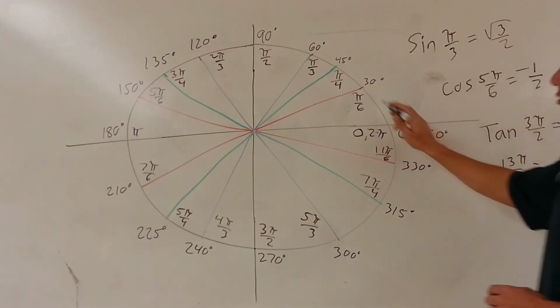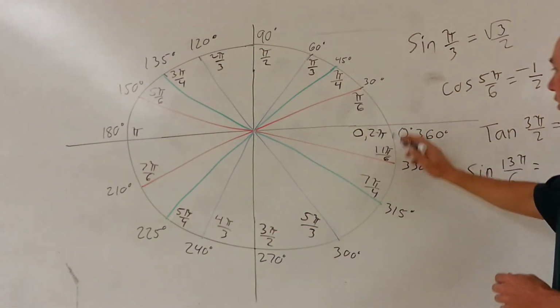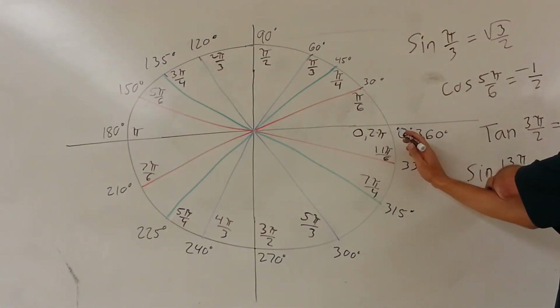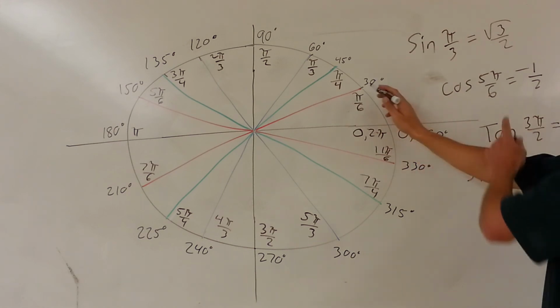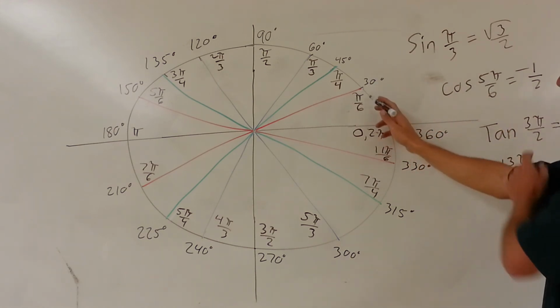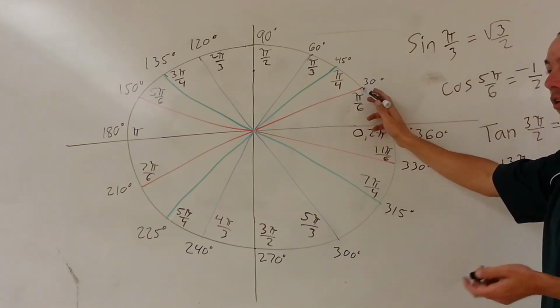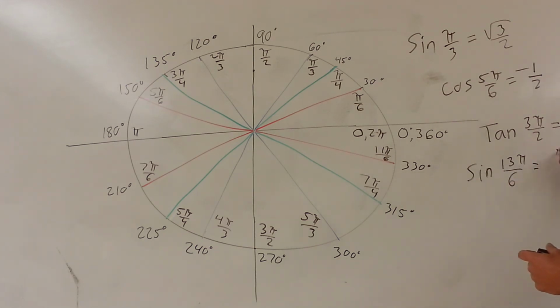So it means you're going all the way around a circle. 2 pi, 13 pi over 6, that's 1 more pi over 6. So we're really back here. Sine of 13 pi over 6 is the same as pi over 6, or 30 degrees. Sine of 30 is 1/2. First quadrant, we're positive. Okay. Don't worry, we'll get plenty of practice.